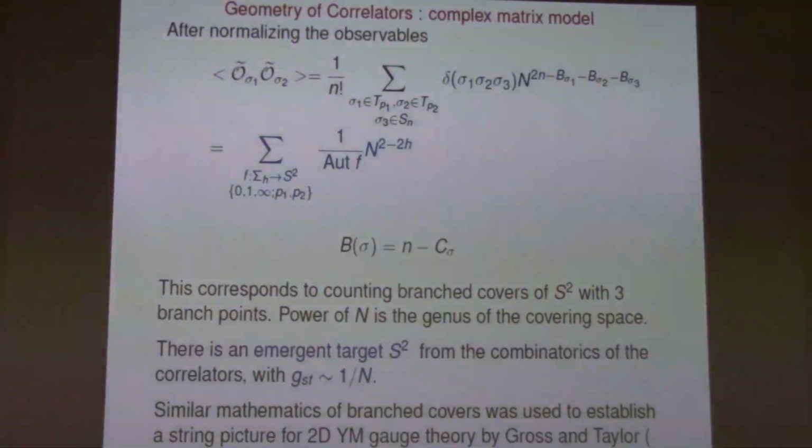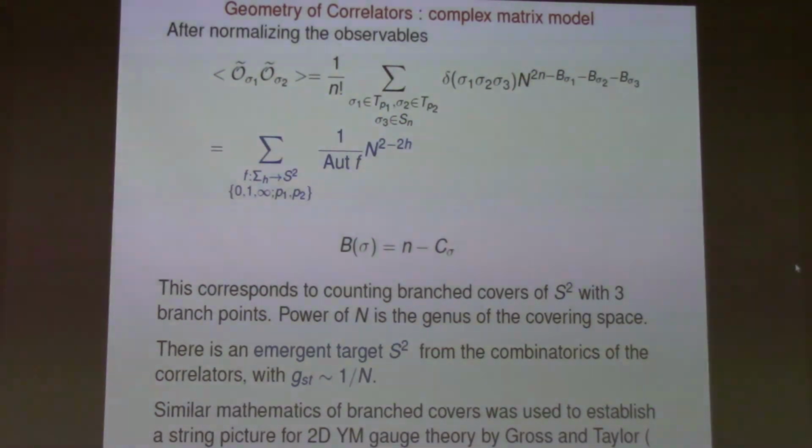So you have this: counting triples of permutations is the same as counting branch covers. And if you do a little bit of manipulation, normalize these things correctly, we are actually counting maps from some surface to the two-dimensional sphere, which is branched over 3 points, such that the branching over 2 of those points is determined by the observables that you put in, and the branching over the third one is arbitrary, and the branching over the third one will determine the genus of the cover, and this can be shown to be equal to basically a sum over these maps with n to the power of the Euler character.